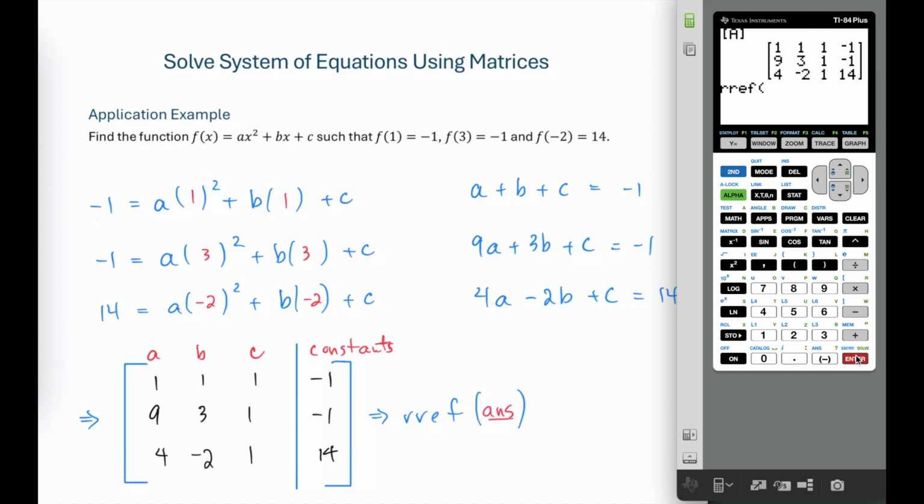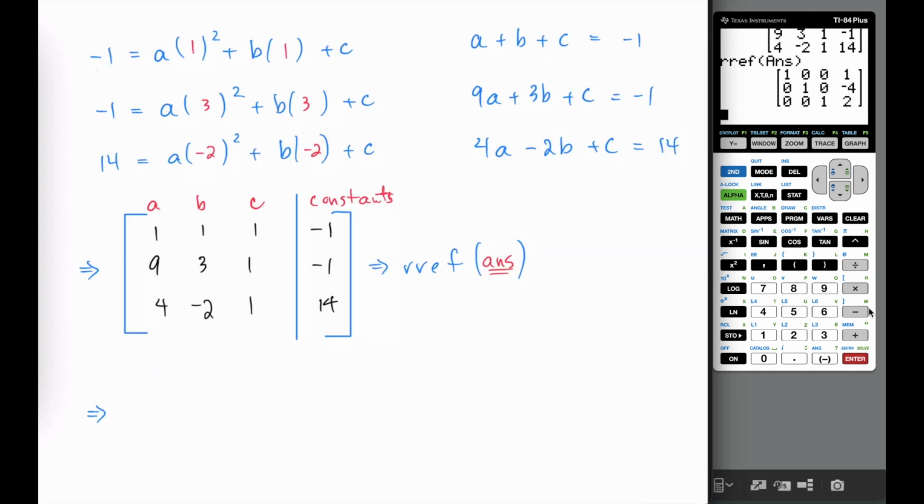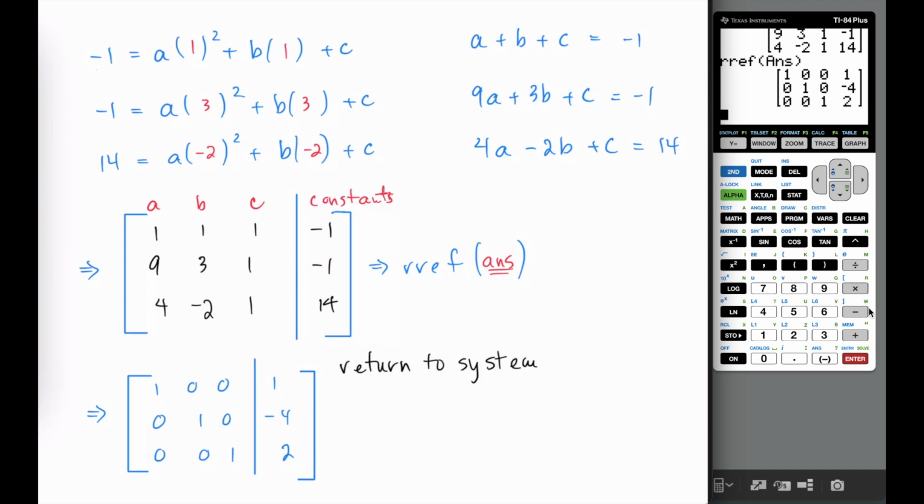And I'm going to use the answer variable since our matrix is on the home screen. I can access it pretty quickly by just saying second answer, and then close the parens and hit enter to get my matrix in reduced row echelon form. So this matrix in reduced row echelon form is 1, 0, 0, 1, 0, 1, 0, negative 4, and 0, 0, 1, 2. The calculator doesn't display the augment bar, but we should write it because the original matrix was augmented. And now it's time to return to the system of equations in order to interpret our answer.